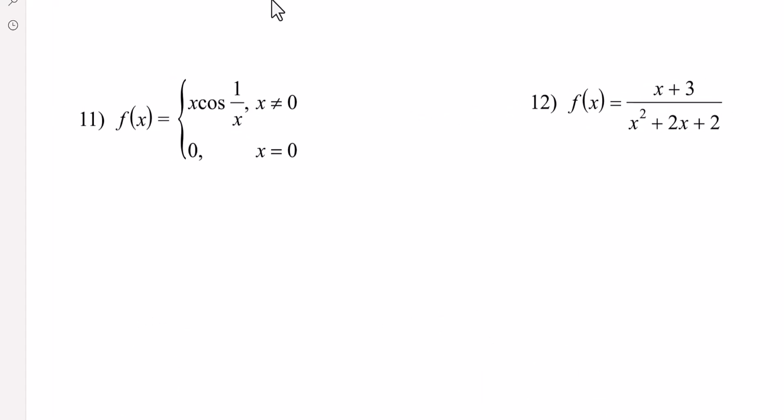Again, type that into Desmos, because it looks like that's going to be a hole right there. So you're going to have to type that in because of this 0 right here. I'll pause this.